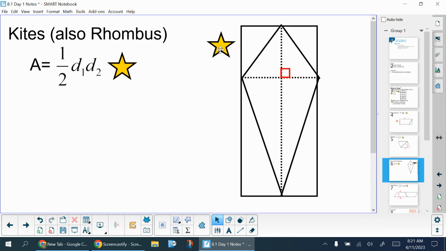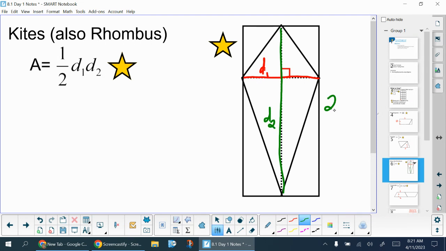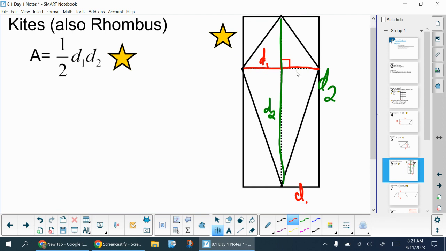Well, if I just draw a rectangle to fit around my kite, the area of this rectangle would just be base times height. Well, the base of this rectangle is just d1. If this one here we call d1, and this one here we call d2, then the height of this rectangle is d2, and the base of this rectangle is d1. So the area of that whole rectangle would be d1 times d2.